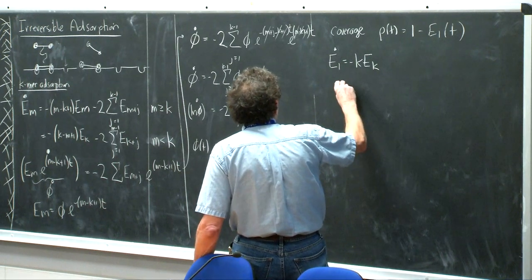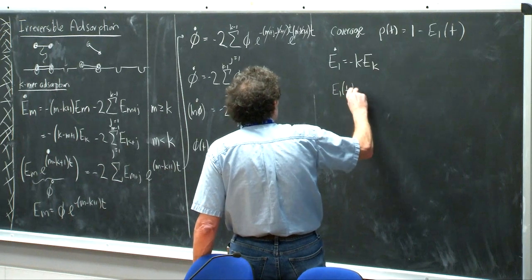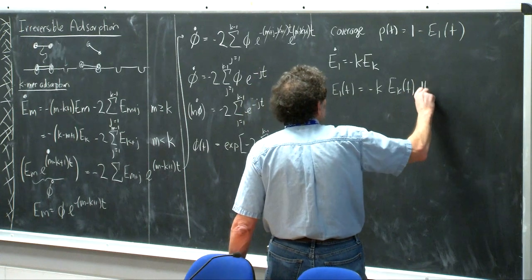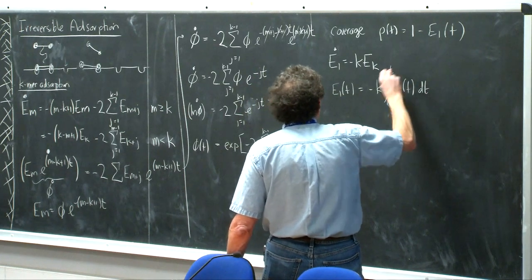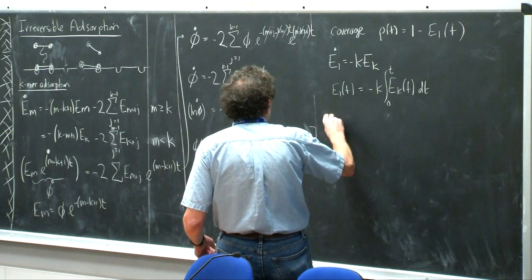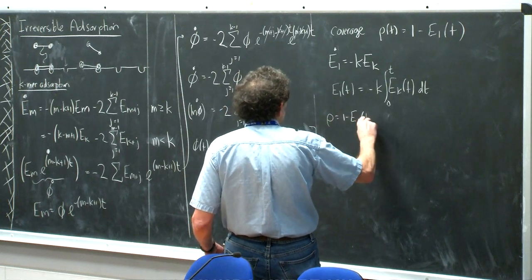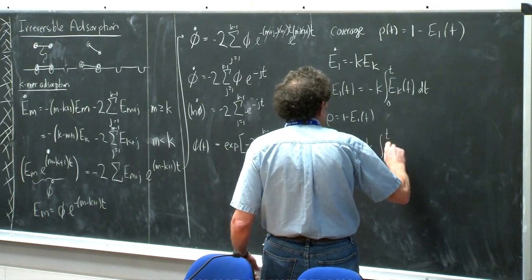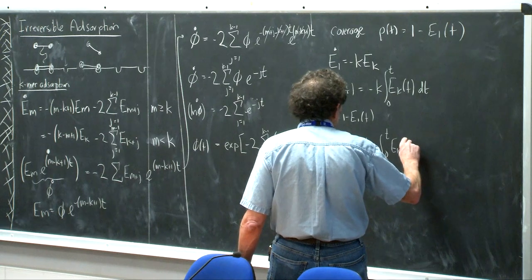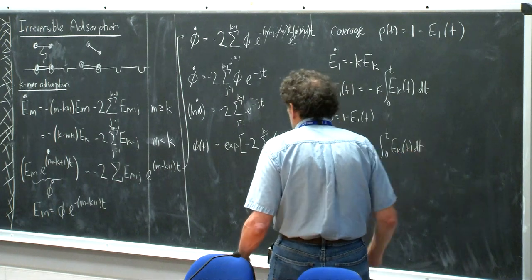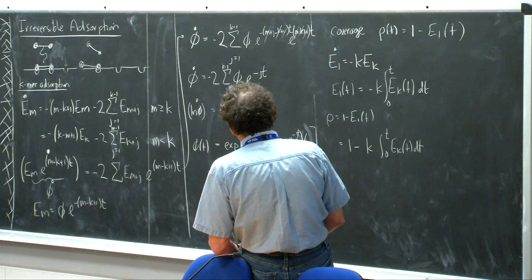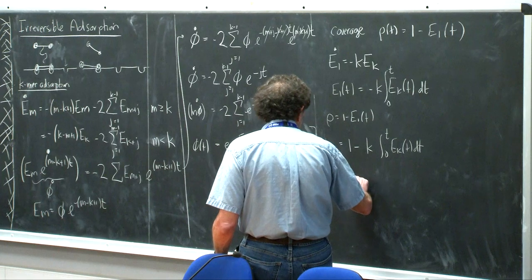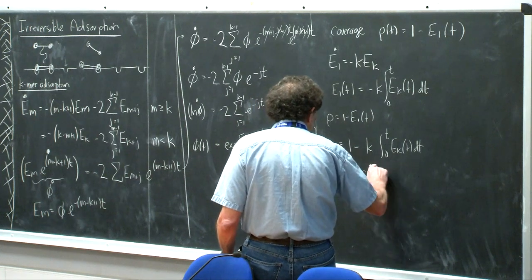And so E1 of t is equal to minus the integral of k Ek of t dt from 0 up to t. And the density, rho, is just equal to 1 minus E1. So this is equal to 1 minus k times the integral from 0 to t of Ek of t dt. But now Ek is going to look a little bit funky.